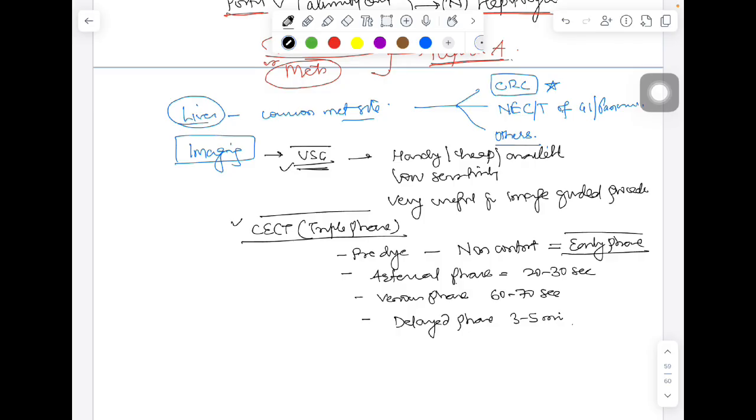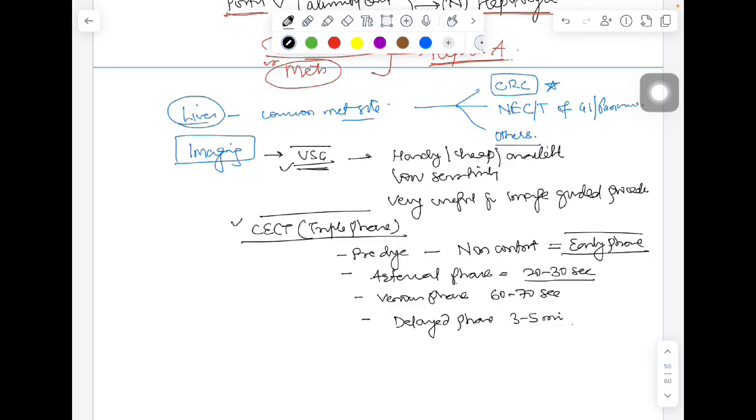One phase is before giving dye, then there is some 20 to 30 seconds when the arterial phase occurs. We give the dye in the venous system, the cubital vein. It will go to the heart through the channels, then to the lung, then back to the heart. Then it will come into the aorta, and the arterial phase will start. With each heartbeat, the dye goes into the arterial phase. It will go to the hepatic artery and reach the liver.